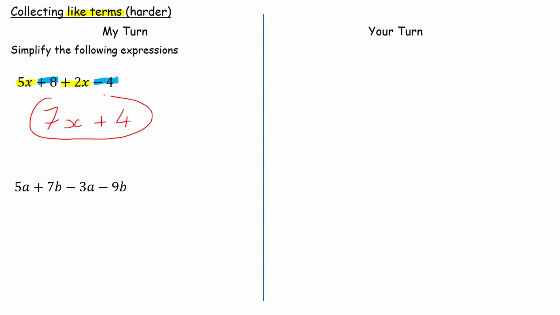And again, you cannot simplify this answer any further because x and a number, this and your number part, are different terms. So that is simply your answer.